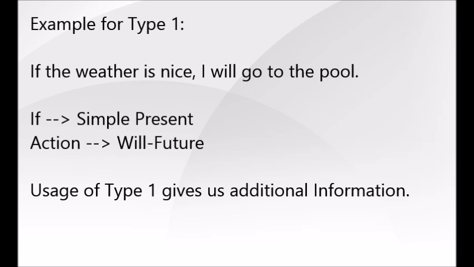Here's an example for type 1. If the weather is nice, I will go to the pool. So as you can see, the if part stands in simple present and the action part stands in will future. And the usage of type 1 also gives us additional information. Because we use type 1 when it's likely and possible that something happens, this shows us that the person probably has checked the weather forecast and knows that the weather is going to be good. So it's very likely that he will go to the pool tomorrow.